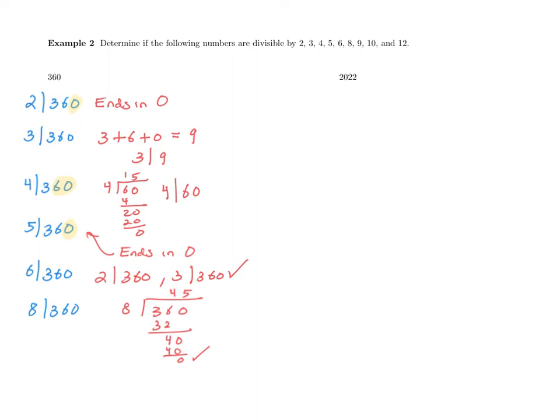All right, what about 9? Does 9 divide 360? Now, we already know the sum of the digits is 9, and 9 divides 9, so therefore this is true. And the reason is 9 divides the sum of the digits, which is also 9. Furthermore, I know that 10 divides 360, and the reason for that is this ends in 0. So I can say that this ends in 0, and therefore 10 divides 360.